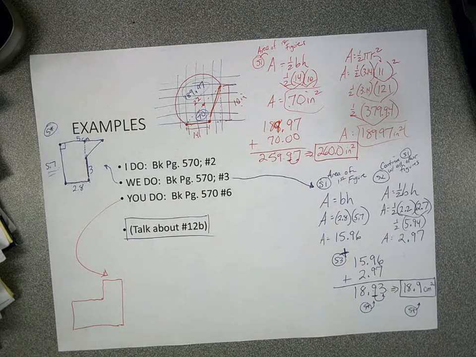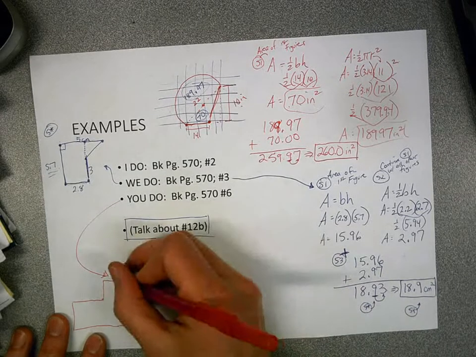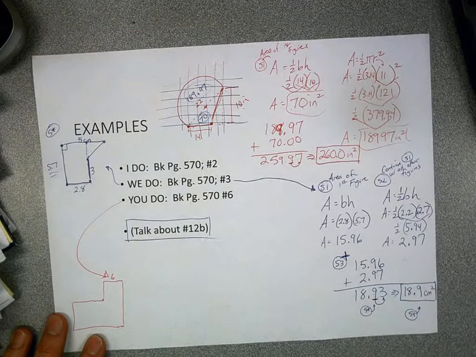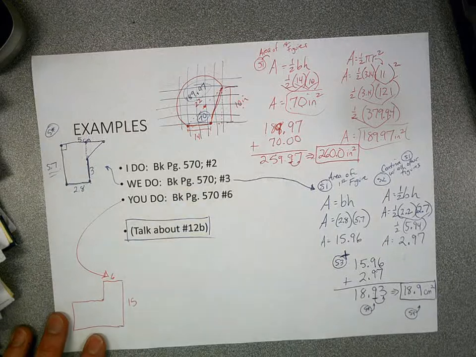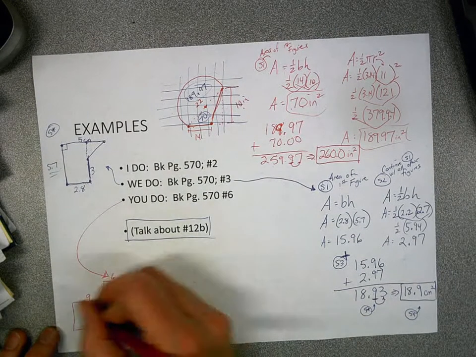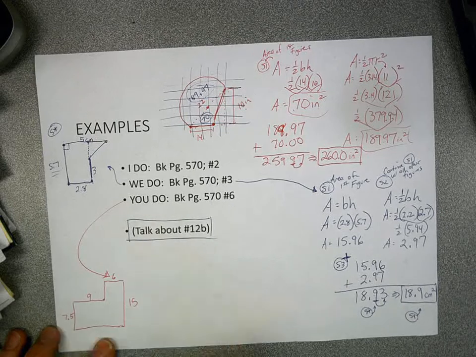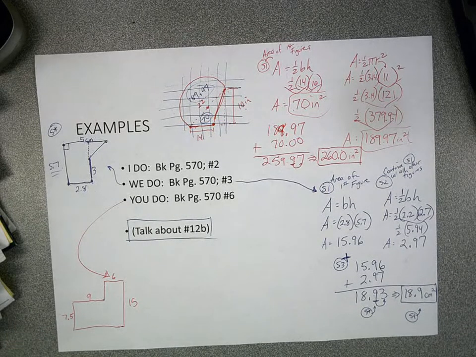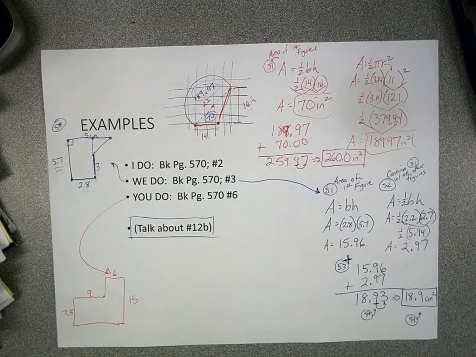Okay, so problem number 6 looked a little like this. It had a bunch of 90-degree angles in it. They're all in meters. Okay, here we go. So the very first thing, right? Find the area of the first figure.